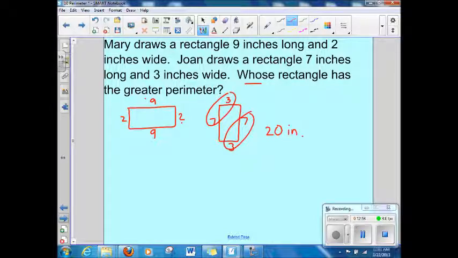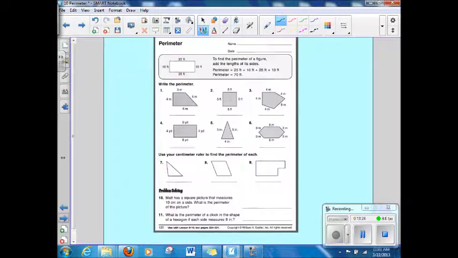All right, let's go to Mary's. I do doubles because I know already Mary's got 18 inches there, and if I add 18 and 2, I know that's 20, and then another 2 is 22 inches. Whose rectangle has the greater perimeter? Oh, well, we can see it's Mary's. Congratulations, Mary.